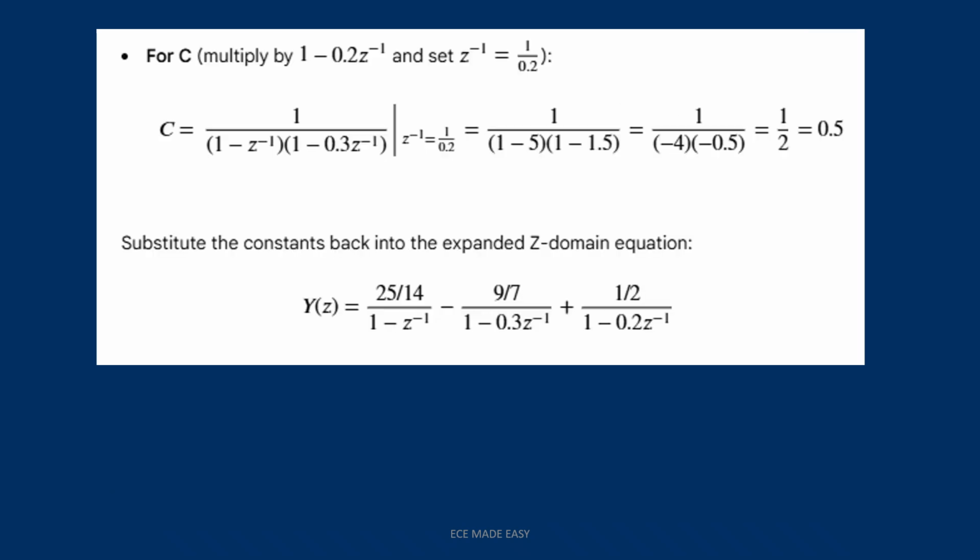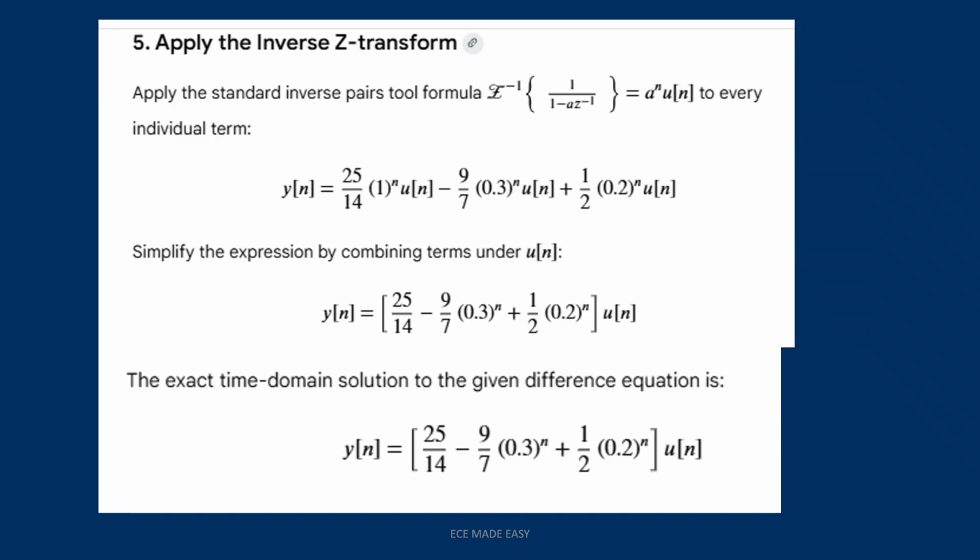So after getting the A, B and C values, we are substituting. After substitution, what we are getting: Y of z equal to 25 by 14 divided by 1 minus z inverse, minus 9 by 7 divided by 1 minus 0.3 z inverse, plus 1 by 2 divided by 1 minus 0.2 z inverse. So this is the step in which we are finding Y of z in this form. Now to obtain the solution directly, we can take the inverse z transform. So what is the next step?